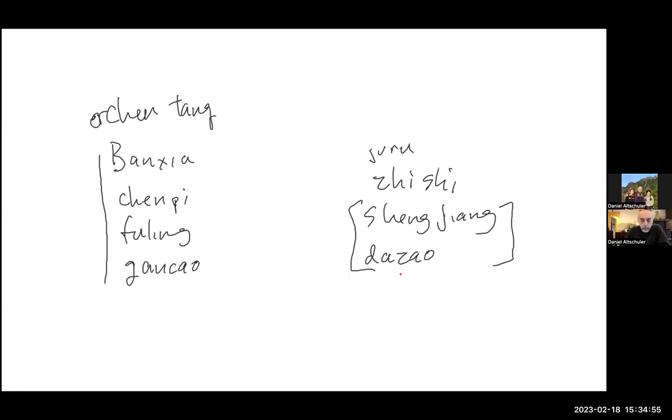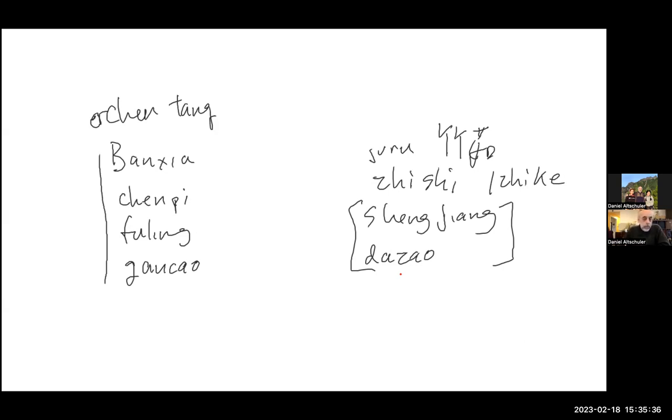So Zhuru is this character, which is bamboo. Zhu means bamboo. So Zhuru, this is a part of the bamboo. And then Zhishi is a fruit, right? We have Zhike and Zhishi. Both of them can be used. They are different in the textbooks, but they are somewhat interchangeable. And I remember we went over this before as well. Then Shengjiang and Dazao round off the formula.